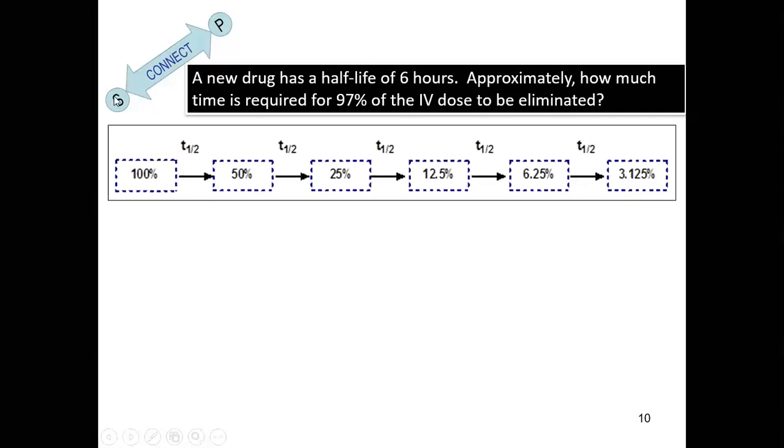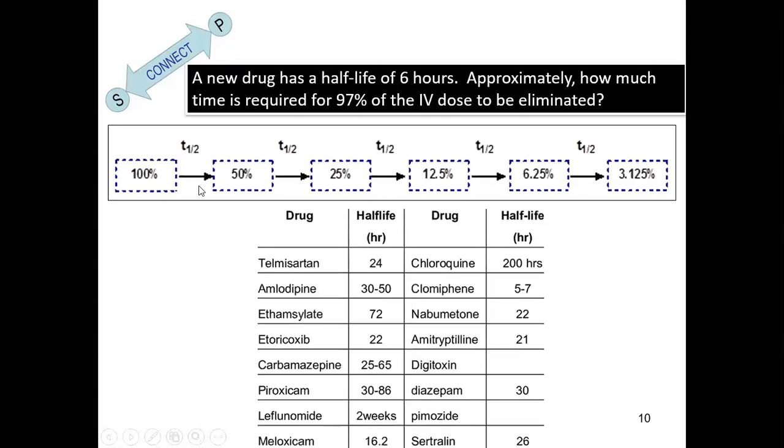So this is a good example of connecting science to practice. Some drugs have very short half-lives, but other drugs have very long half-lives, measured in days. For example, this drug has a half-life of 2 weeks. In a situation like this, you have to wait about 10 weeks before adding another drug that may have a severe interaction with this drug. So this is a very important concept we use in clinical practice.